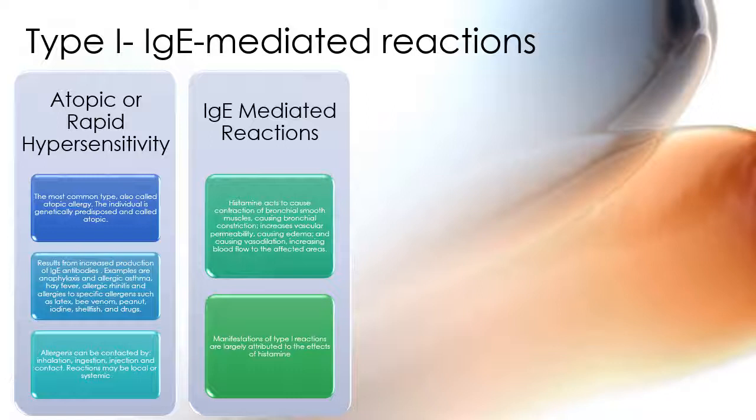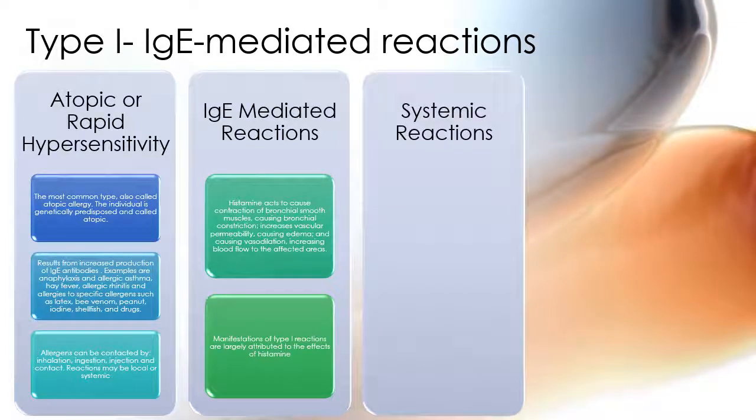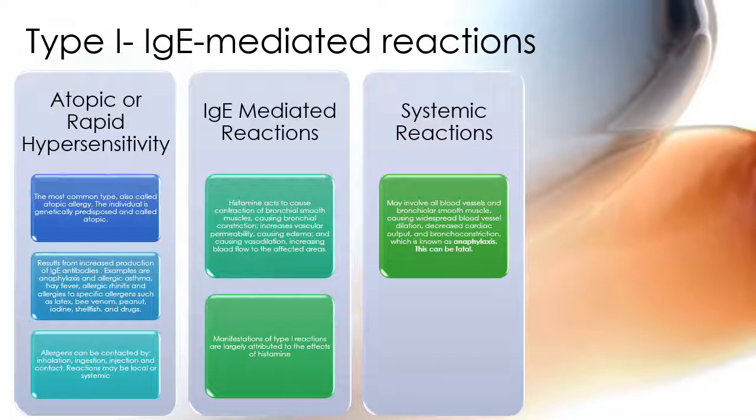Manifestations of type 1 reactions are largely attributed to the effects of histamine. Systemic reactions include involvement of all blood vessels and bronchiolar smooth muscle, causing widespread blood vessel dilation, decreased cardiac output, and bronchoconstriction, which is known as anaphylaxis. This can be fatal. The first feelings a person will experience are uneasiness, apprehension, weakness, and impending doom. Then they may have pruritus and urticaria.